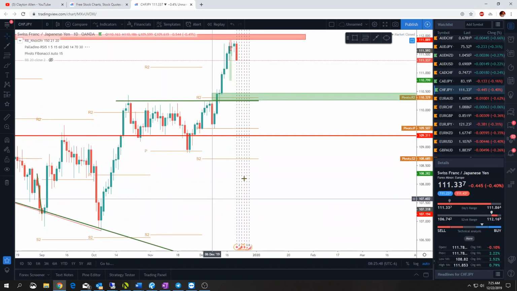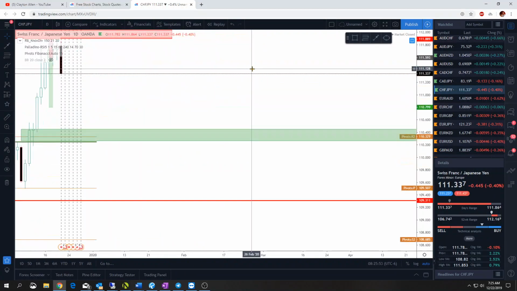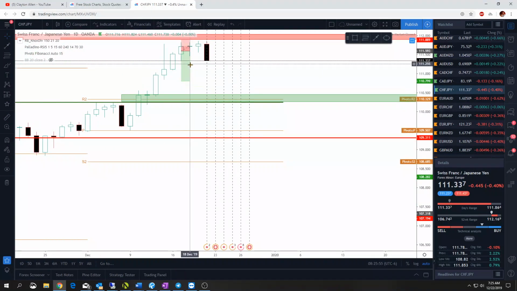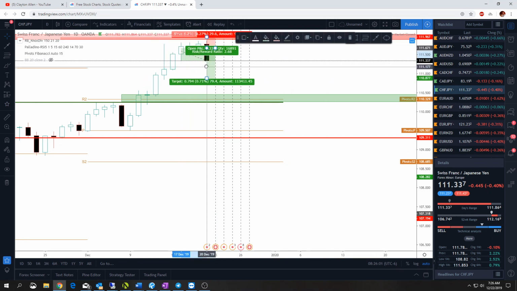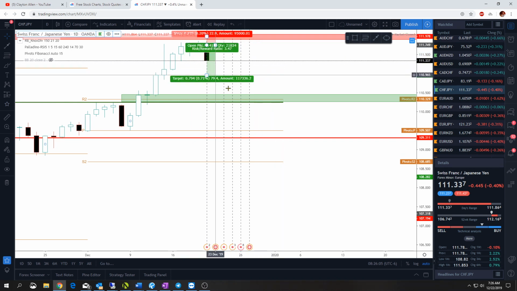Okay, Swiss franc JPY. You can see we are in a sell trade here, and this sell trade is in good profit. Got really close to our stop loss, but I still like this pair short to this bullish zone.